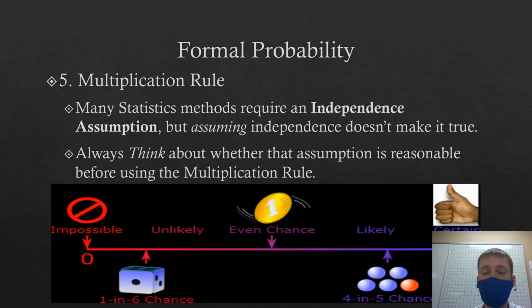And one last thing that I'll say about what we've said so far in probability is that many statistics methods require an independence assumption, but oftentimes we can't really assume that events are going to be independent at all. So before you dive into it, make sure you think about whether that assumption is reasonable before you use that multiplication rule. Make sure that they're truly independent events before you just go ahead and multiply.